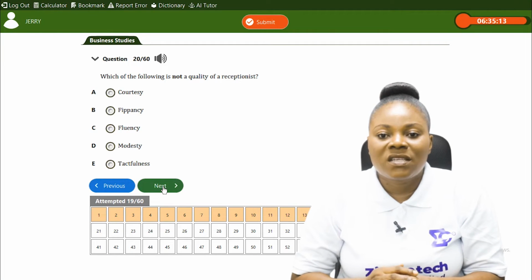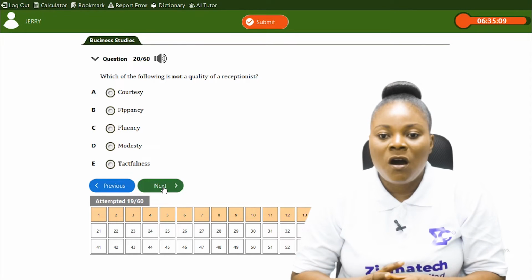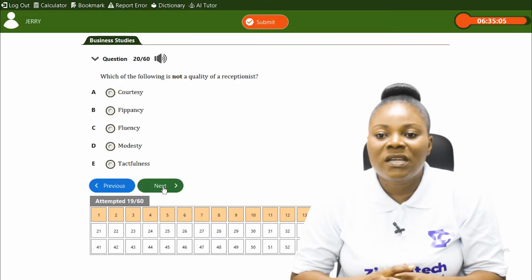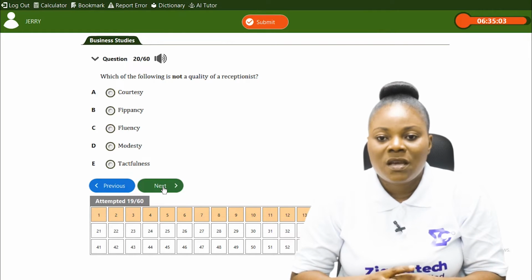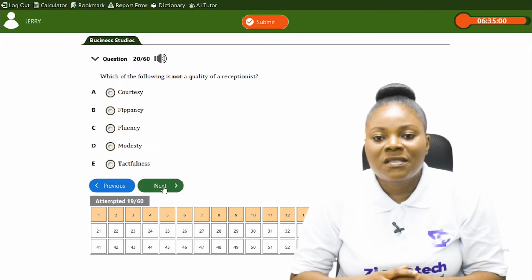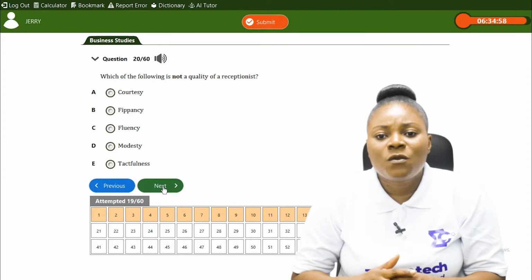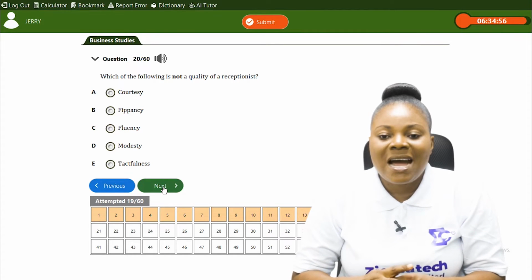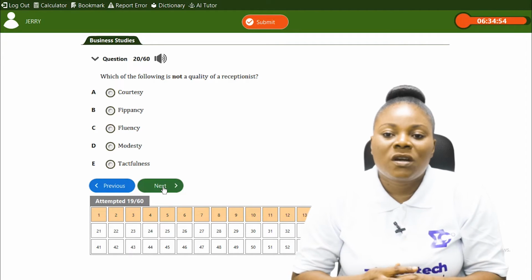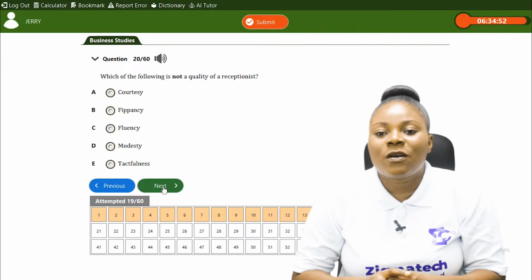Question 20 says, which of the following is not a quality of a receptionist? Courtesy, flippancy, fluency, modesty, and tactfulness. So which of the following is not a quality?